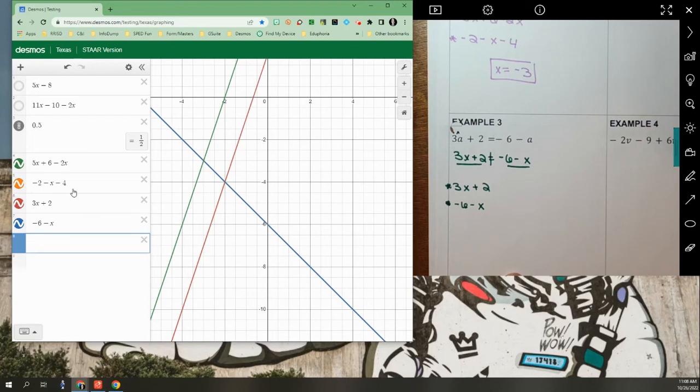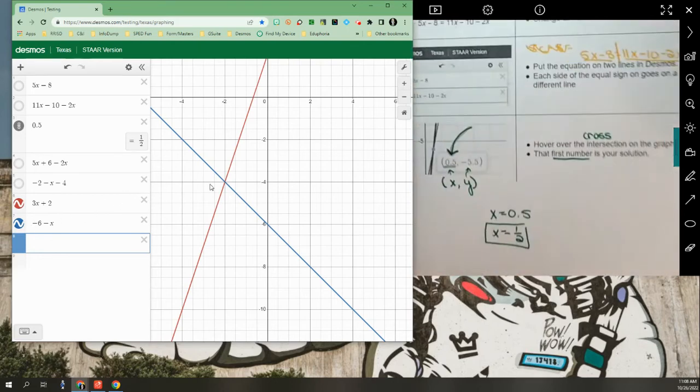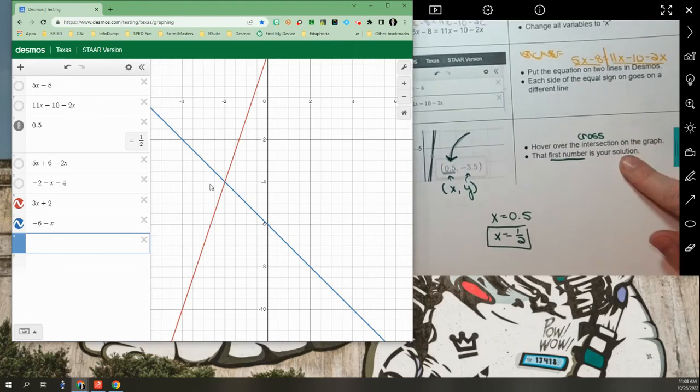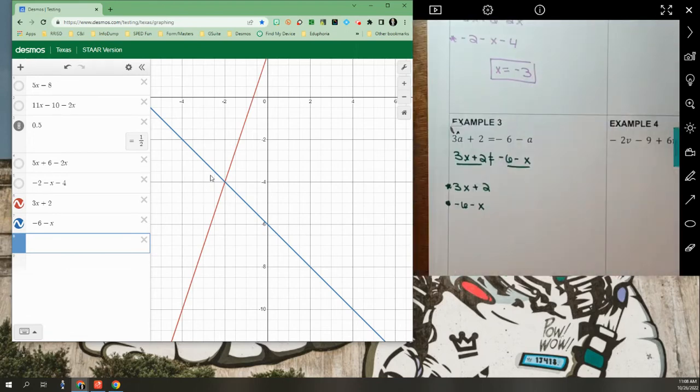Okay? Now again, I already used these two lines on my last problem, and I don't want to be looking at them right now, so I can just click them away. So I've got my 3x plus 2 and my negative 6 minus x. I put them on separate lines, and now I need to find where the intersection is and pick my first number. So my intersection and my first number is negative 2, so x equals negative 2.